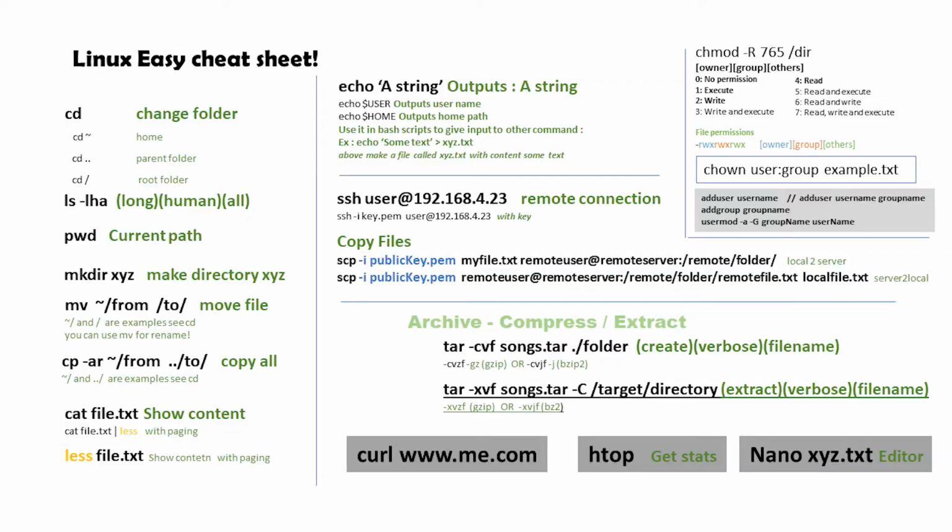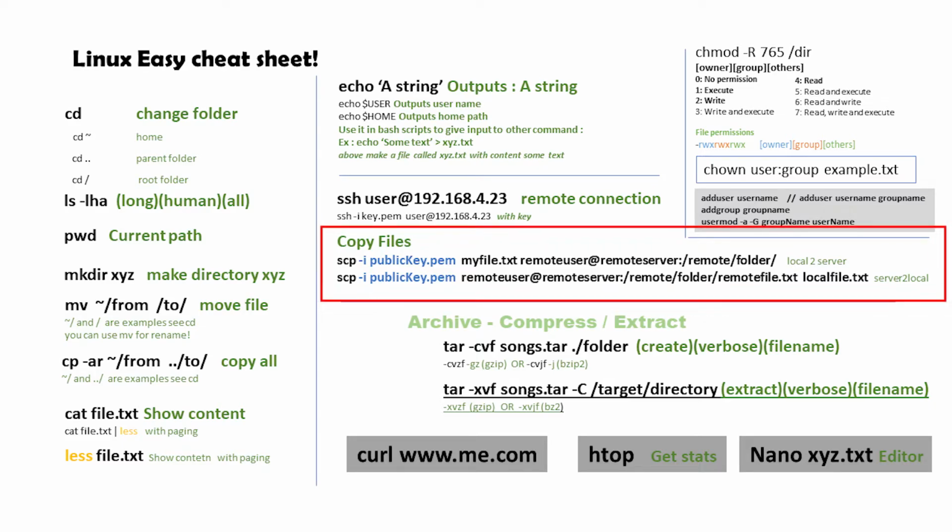Now that you learned how to archive files, you probably want to be able to move files to your server too. You can use the scp utility for that. And its syntax reminds me of SSH, so I just put it under the SSH on your cheat sheet. You can use this utility both to move a file from your local machine to the server or from the server to your own local machine. And in case you don't have a public key, you just skip -i public key pem.